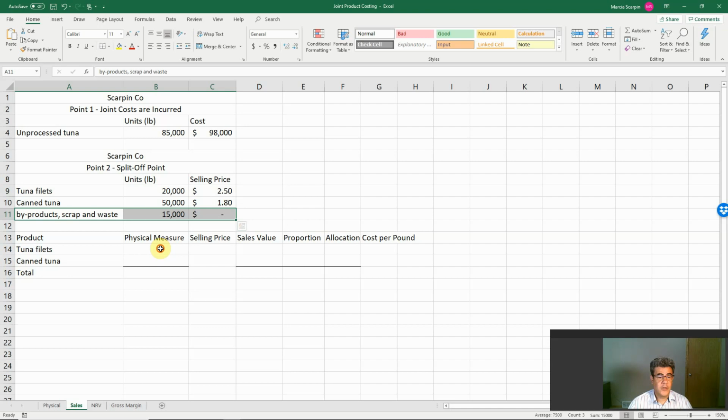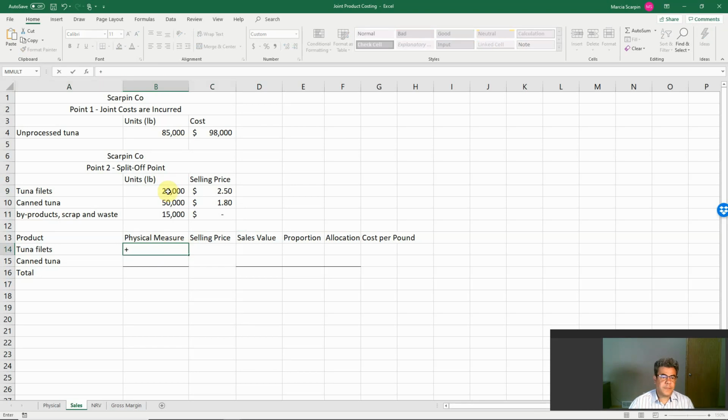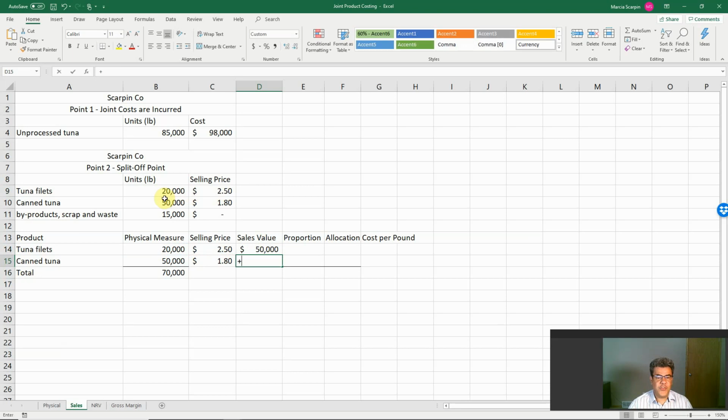Very important topic here. We have the physical measure: 20 for fillets, 50 for canned. So our sum will be 70. And the selling price, 250 and 180. We don't do our work based only on selling price because we have different units, so we consider sales value. So 20 times 250, 50 times 180, and our sum here, 140.